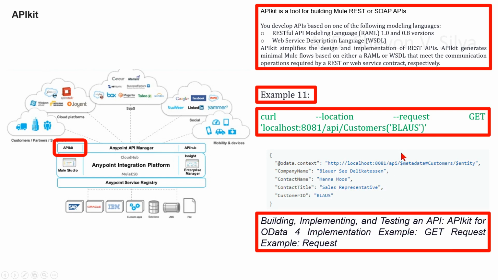Here you can see the GET request example in building, implementing and testing an API in APIkit for OData, for the implementation example here. The request is here, for customers, and the response is here.